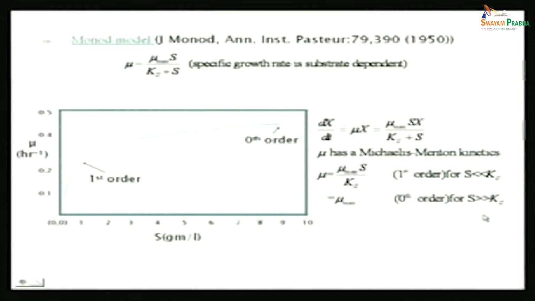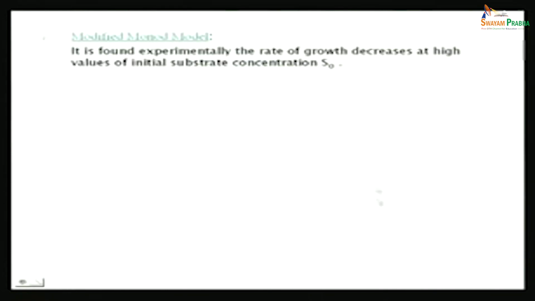Done? Okay. So, this is the Monod model, and what I want to do next, as probably the last thing today, is the modified Monod model. The modified Monod model is a slight modification of the Monod model. It is found experimentally that the rate of cell growth decreases at high values of initial substrate concentration S naught. It was a strange thing that was seen: increasing the substrate concentration is good, but if you increase it to a very high value, then instead of helping the cell growth process, it retards it. And how do we include that?